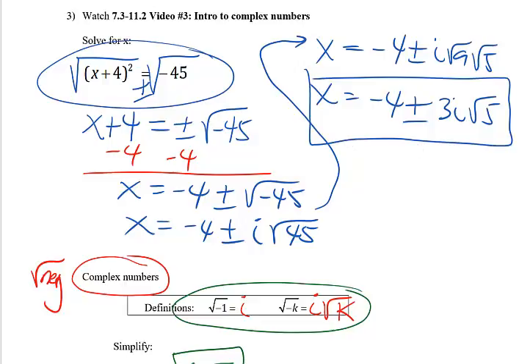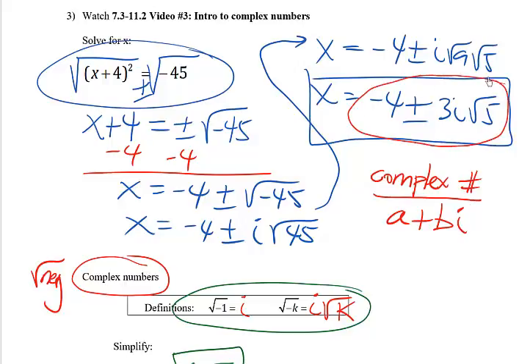Let's conclude with just a little bit of a definition of what exactly a complex number is. A complex number is a number that can be written in the form a plus bi. a and b are just regular real numbers. i is this square root of negative 1. Well, if you look carefully at the two numbers we just ended up with, they both fit this pattern.